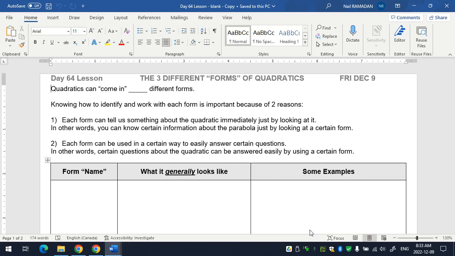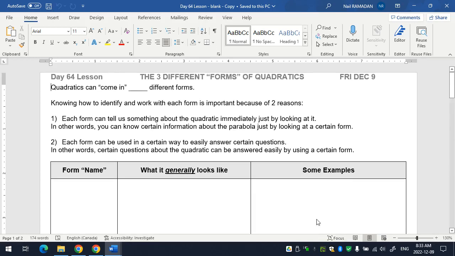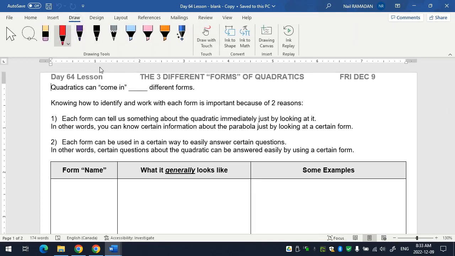So quadratics can come in how many? Three. Only three. There's absolutely no more than three ways that you can actually look at something and say it's a quadratic for sure. Today we'll learn how each form looks. So three different forms. Well, one question could be, why do we need three different forms?